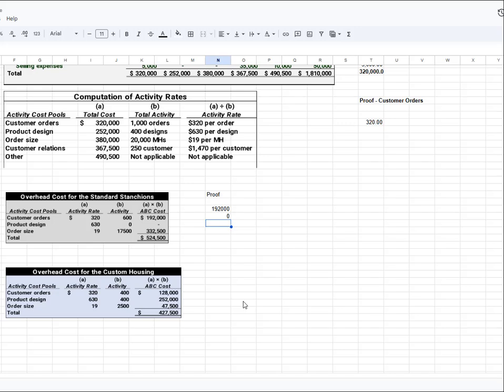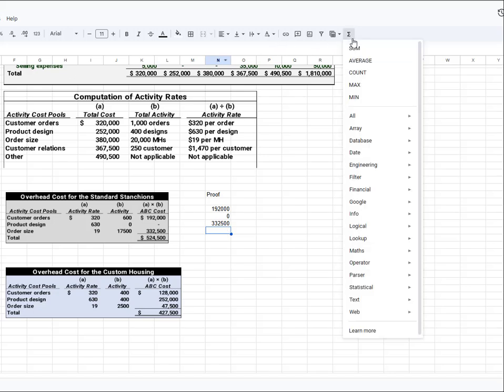And you had, let's see, order size. So per order, you get $19 per machine hour. You had 17,500 machine hours, so you get $332,500 worth of costs. Let's sum that up.